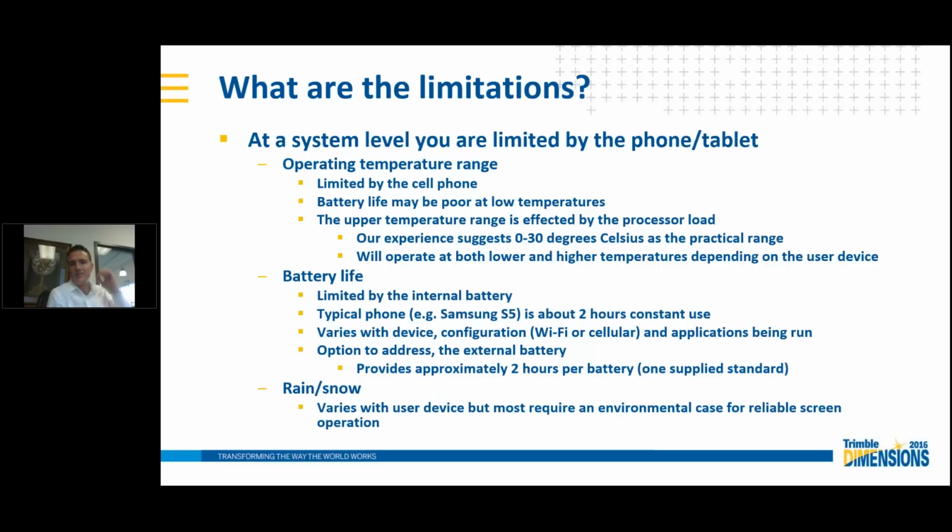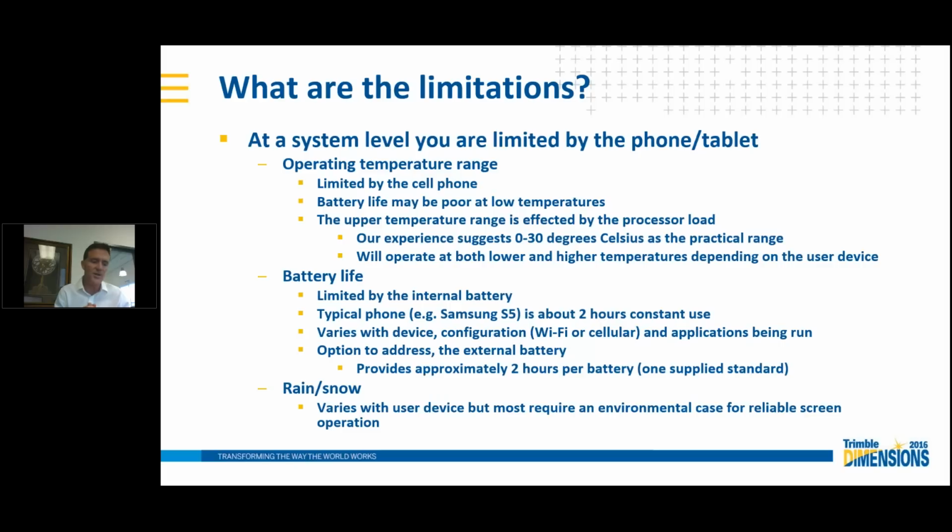I sort of got ahead of myself there a little bit, but at a system level, you're looking at the limitations of the phones and the tablets and the operating temperature, obviously. Whatever your smartphone limitations are in the field. Battery life, I haven't used Catalyst in a full day, but obviously that will come into play as well. There are external batteries that we can put on the pole to mitigate that problem. And the upper temperature range is affected by the processor load. So upper and lower temperature range are dependent on the user device.